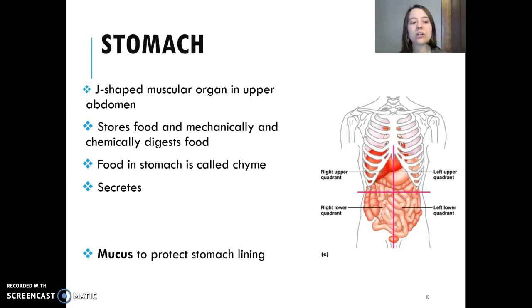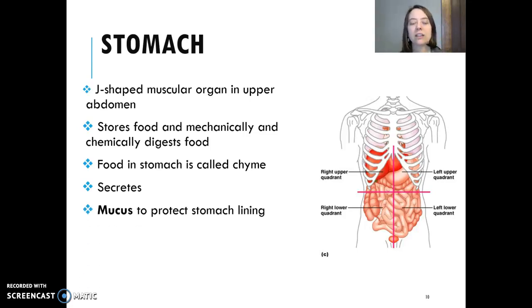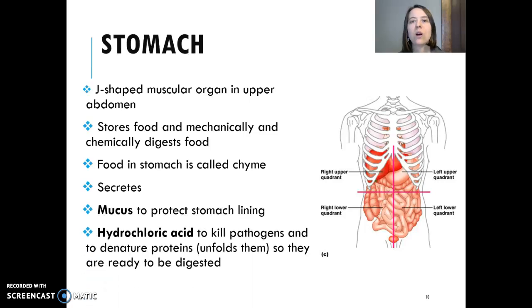So the stomach will secrete mucus to protect the stomach lining. It will also secrete hydrochloric acid that helps kill pathogens, and also it helps denature proteins, which means it unfolds them so they are ready to be digested. And the stomach also secretes pepsin, which is an enzyme that digests proteins. And taking a look here is our stomach in the upper abdomen. It is a J-shaped muscular bag.